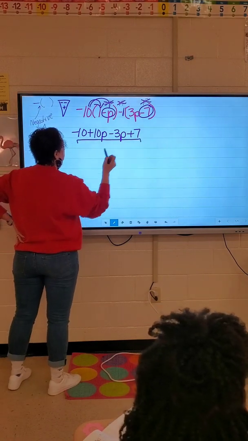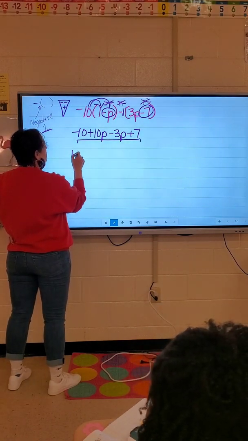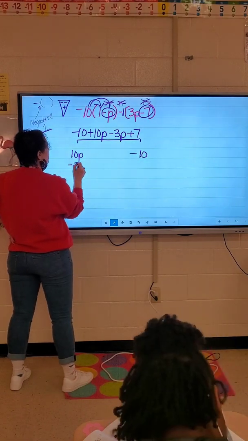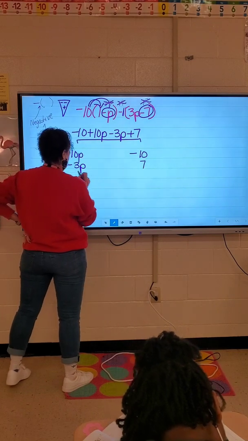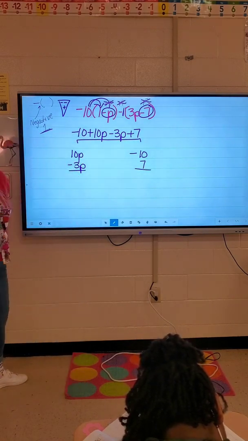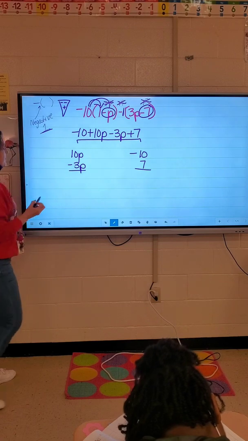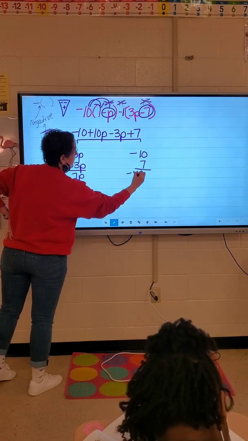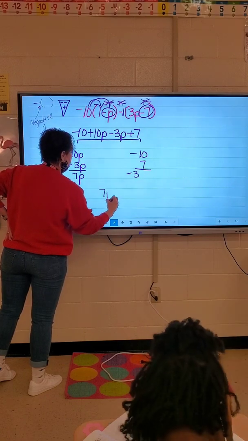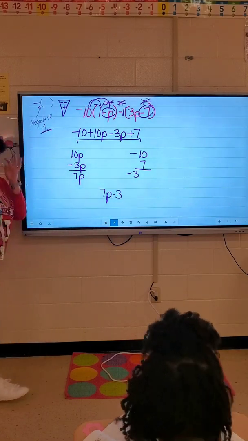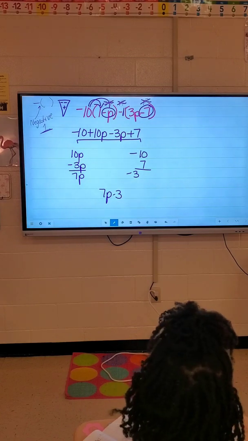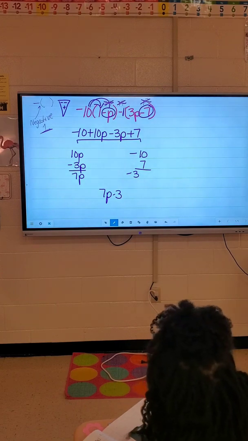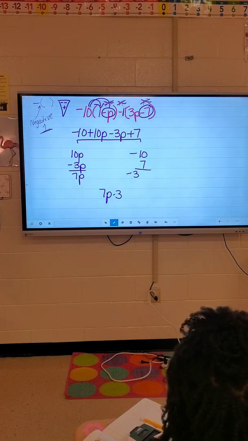So now, let's sort. We have a 10P. A negative 10 goes over here. A negative 3P goes here. And a 7 goes here. Is everybody with me? This is 7P minus 3. So my answer, 7P minus 3. Questions? No?